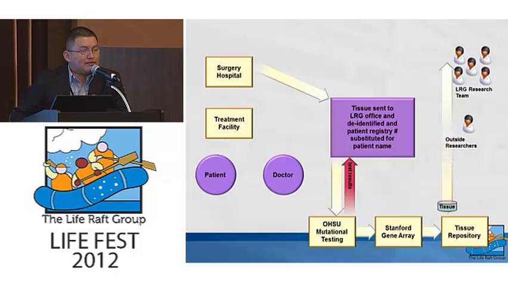Now from OHSU, they send the results back to us so we can update your record. We know what your genotype is. And also they send it to your doctor, and your doctor actually discusses it with you. And if you do this through the LRG, we help you all the way and provide all the explanation, all the information. And this could help your doctor to discuss your treatment.